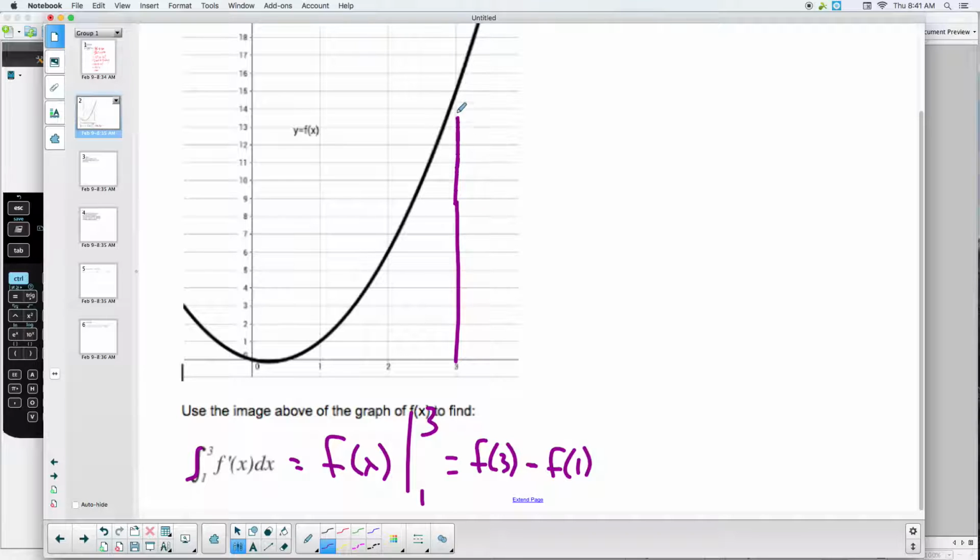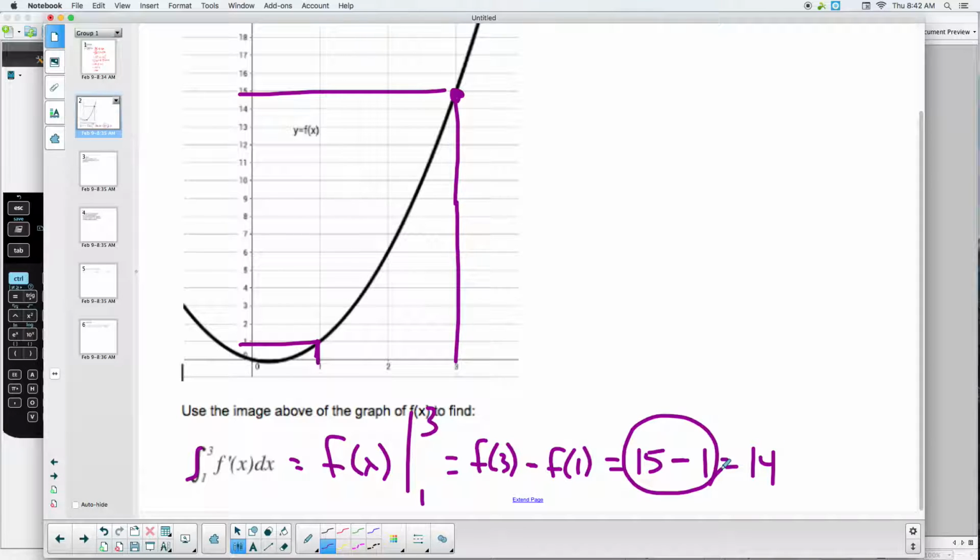Well, f of 3, evaluating the function when x is 3, here's 3, trace it up to right here, and that value is 15. So f of 3 is 15 minus f of 1 when x is 1, y is 1. So 15 minus 1 is 14. Now someone out there left 15 minus 1, and that is perfectly fine. It is a tough subtraction. We can do that. All right, moving on to number 3.